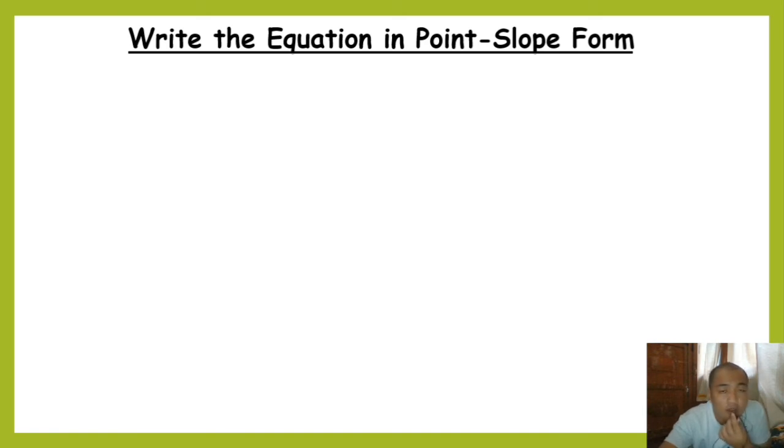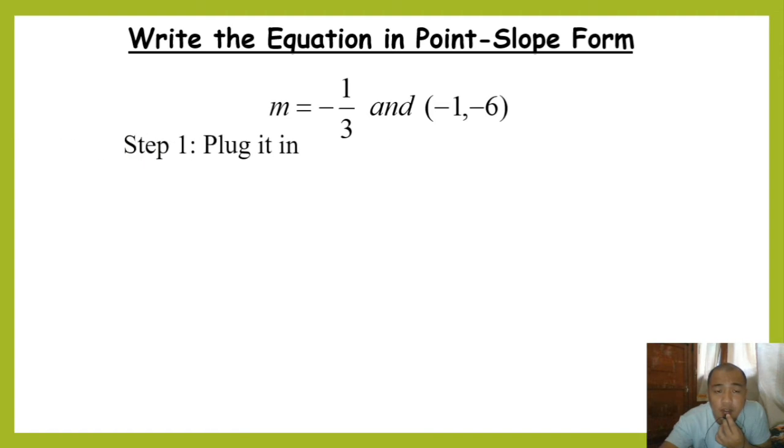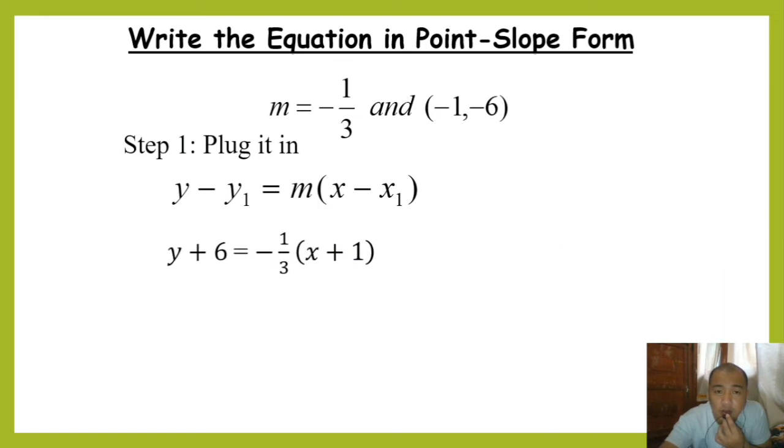Okay, let us proceed. Write the equation in point-slope form. If the slope is -1/3 and the point is (-1, -6), plug it into the point-slope form of the equation of a straight line. So we have y - (-6), or y + 6 = -1/3 times (x + 1). That is the point-slope form of the equation of the line.